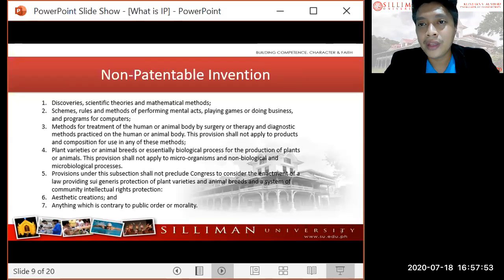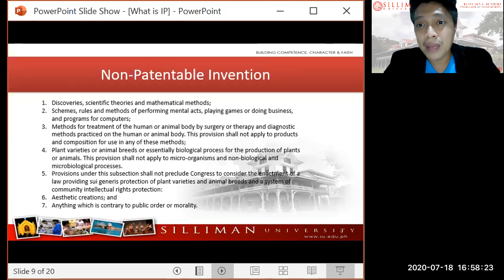The third non-patentable invention: methods for treatment of humans and animals. Anything, methods, or a process in treating humans or animals is non-patentable. The reason behind this is you don't want your doctor to stop operating because some processes are patented. Okay, so those are not supposed to be patented, it's unethical.